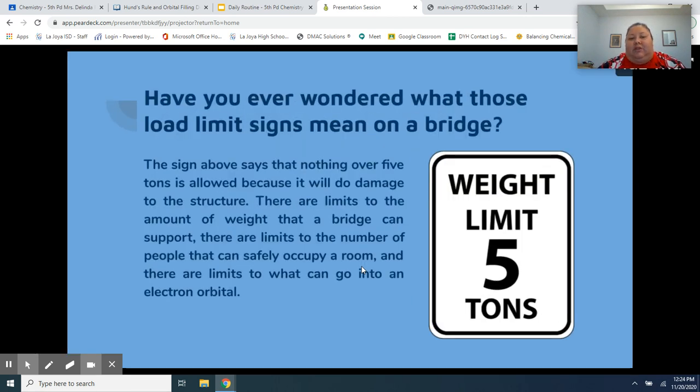Have you ever wondered what those load limit signs mean on a bridge? The sign above says that nothing over 5 tons is allowed because it will do damage to the structure. There are limits to the amount of weight that a bridge can support. There are limits to the number of people that can safely occupy a room, and there are limits to what can go into an electron orbital.